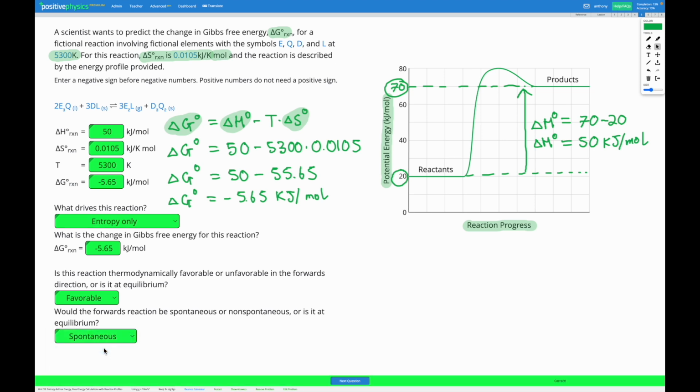So in this question, it works exactly like the previous skill. We're still using our change in Gibbs free energy equation with the change in the enthalpy, the temperature, and the change in the entropy. However, this time you're also going to need to use an energy profile to figure out our enthalpy change of reaction.